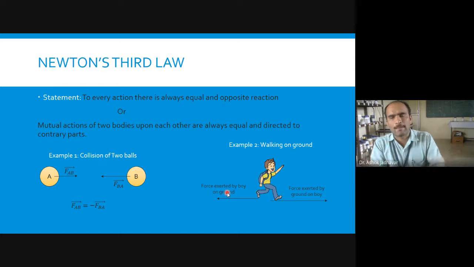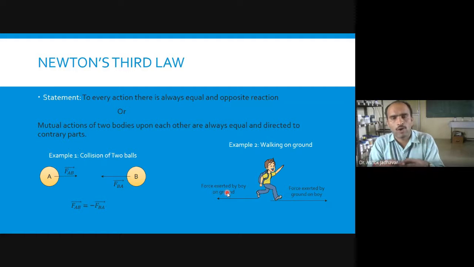Or you can consider any example like collision of two balls. That can be an example of Newton's third law. If you consider A ball is coming from this position in this direction, B ball is coming from this direction, and when these two balls are colliding with each other, at that time FAB will be basically the force from A ball, and FBA will be the force from B ball on A ball.